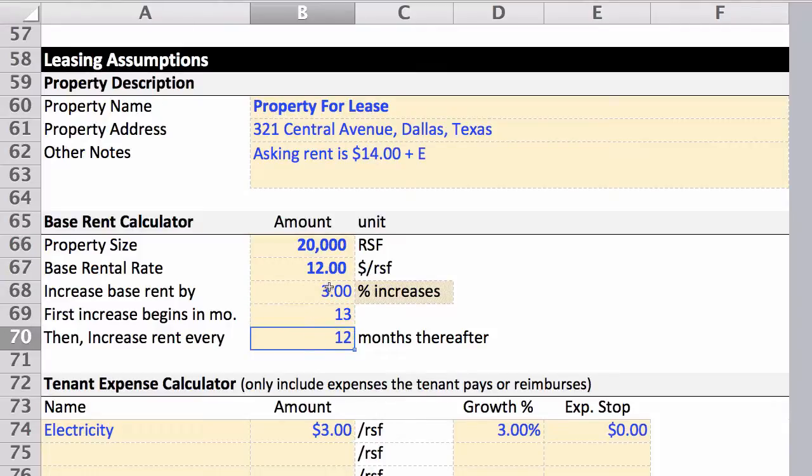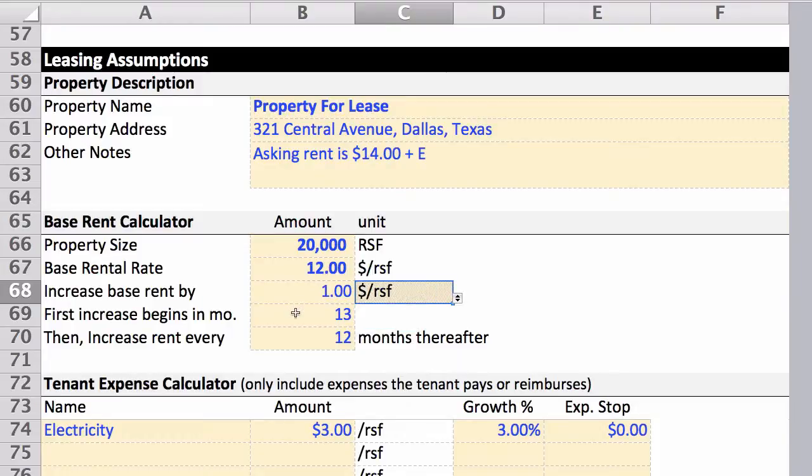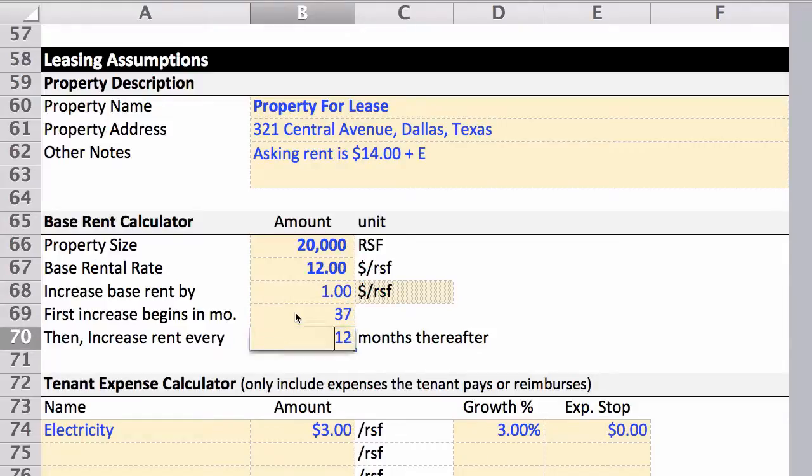If, just as an example, base rent increased $1 every 3 years, what you'd do is say, okay, dollar increases dollar per square foot, and then every 3 years it'd be the 37th month, and then every 36 months thereafter if you wish.